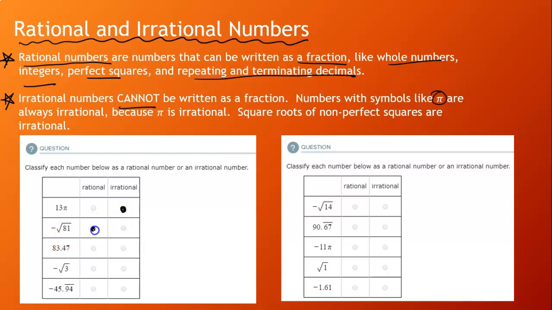Square root of 81 is rational because the square root of 81 is 9, so this answer would actually be -9. That's an integer, which means it's rational. Integers are always rational. This is a terminating decimal. Terminating decimals are always rational. Now, unlike the square root of 81, the square root of 3 does not turn out to be a perfect square, so it's irrational. And this is like what we were working on in the last section. That is a repeating decimal, which means it could be written as a fraction, which means it is rational.